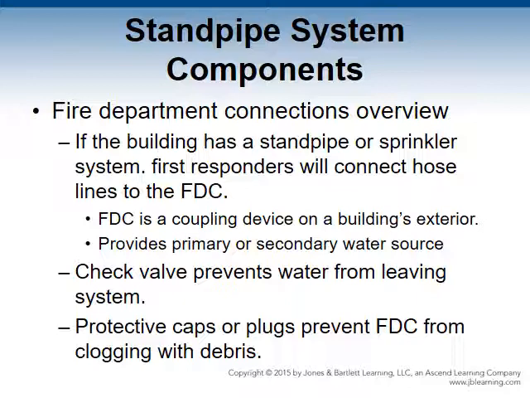No control valve can be installed between the FDC and the standpipe system. However, a check valve is required. The check valve prevents water from leaving the system. All check valves must have an automatic drip valve to remove condensation or reduce and prevent freezing or other damage to the pipes. Protective caps or plugs protect the FDC from being clogged with debris.